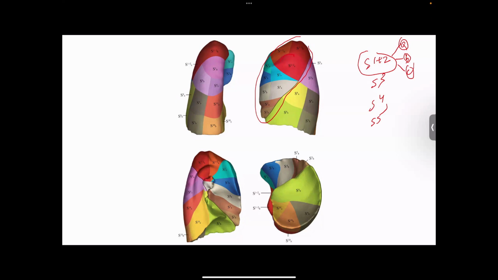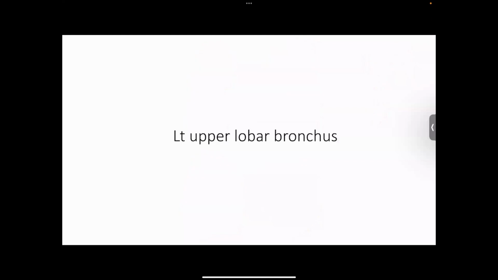So this is the S1 plus 2C, lateral. This is going posterior, therefore it is the S1 plus 2B. This is the proper apical, so this is S1 plus 2A. This also we should remember, this is the third segment, or the anterior segment. It has the lateral part S3A, the medial part S3B, and the superior part S3C. So we should remember this also during the segmental division of the left upper lobe, left lung.